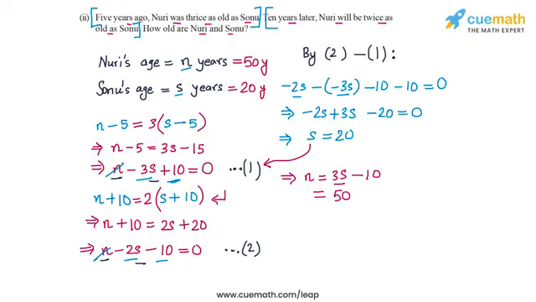Now let's verify if this solution is correct. So 5 years ago Noori's age would have been 45 years, 50 minus 5, and Sonu's age would have been 15 years, and 45 is thrice of 15. So this aligns with the first piece of information given to us. And then 10 years later Noori's age would be 60 years, 50 plus 10, and Sonu's age would be 30 years, 20 plus 10. So Noori's age will be twice that of Sonu's age. So this aligns with the second piece of information given to us. So our answer is correct. Noori's present age is 50 years and Sonu's present age is 20 years.